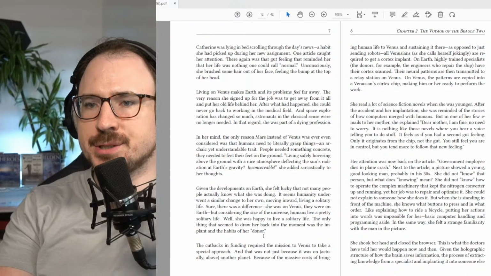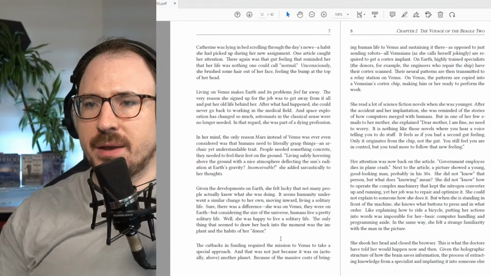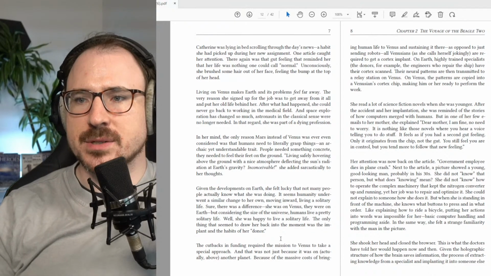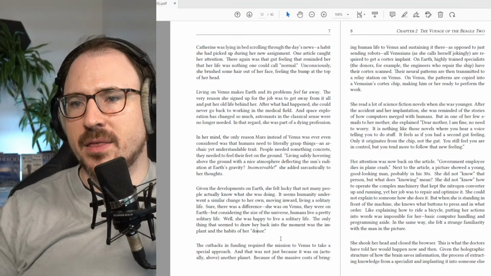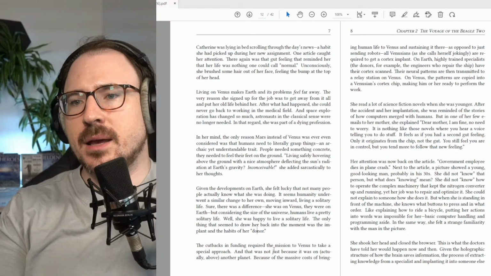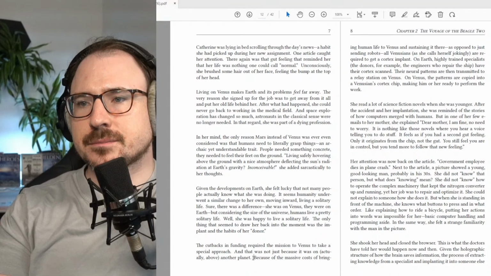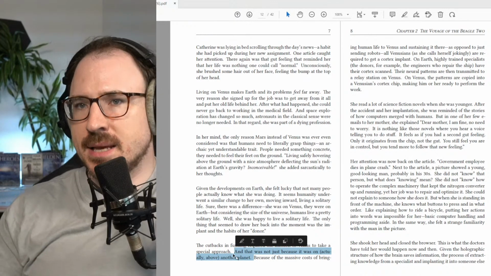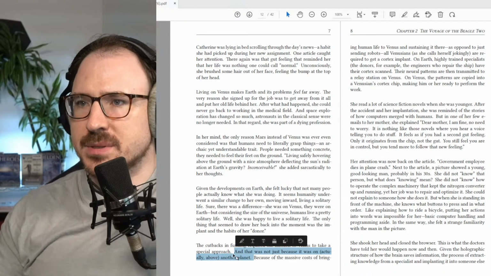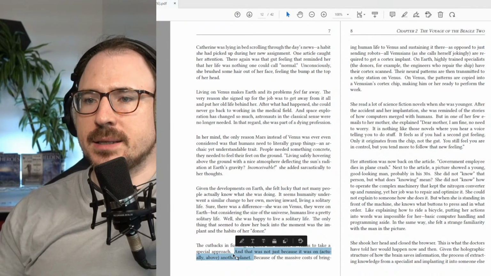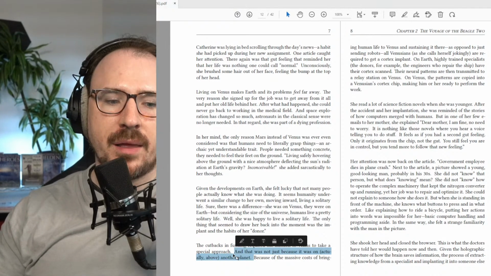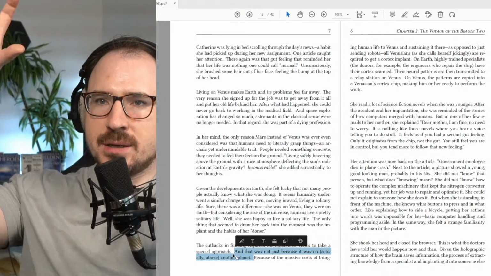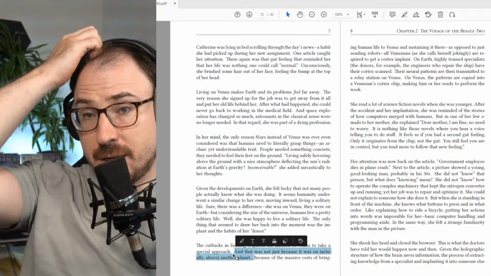Again, more exposition. The cutbacks in funding required the mission to Venus to take a special approach, and that was not just because it was above another planet. I mentioned this in a side sentence, but I think that also comes in the next chapter. Is the description where that spaceship actually is. I mean, it is floating above the clouds of Venus, hence the name.